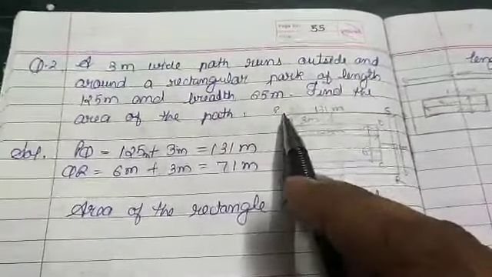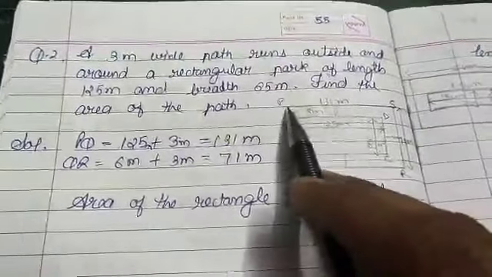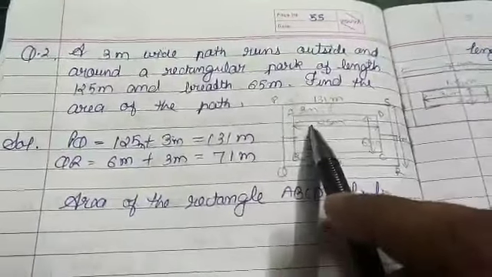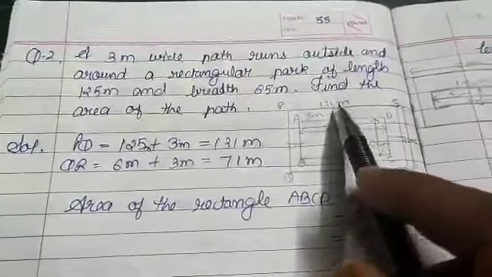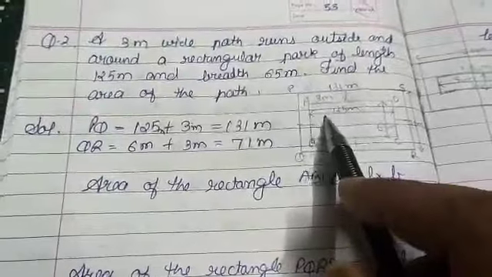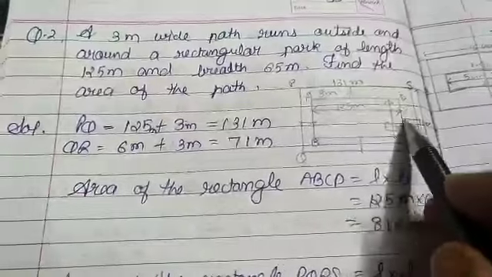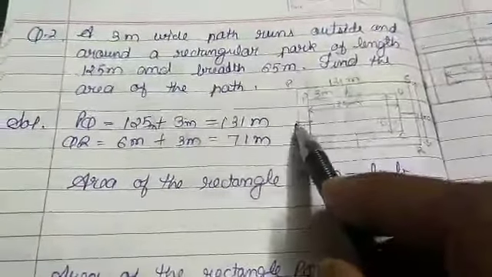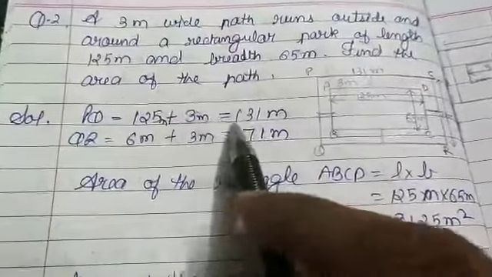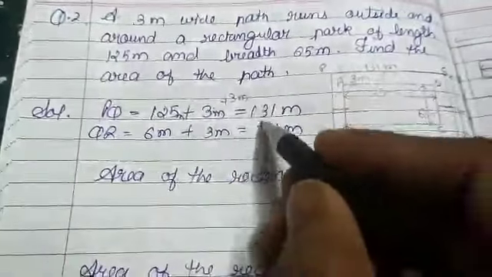First we will find the area of PQRS. I have named it PQRS. So let us find its length and breadth. The area of PQRS is the area of the park including the path. The length of the park is 125 meter. If you add 3 meter from here and 3 meter from here, you will get the total length, that is 125 plus 3 plus 3, so you will get 131 meter.